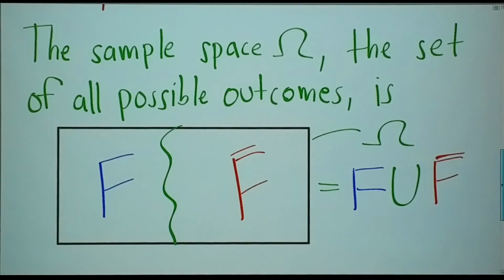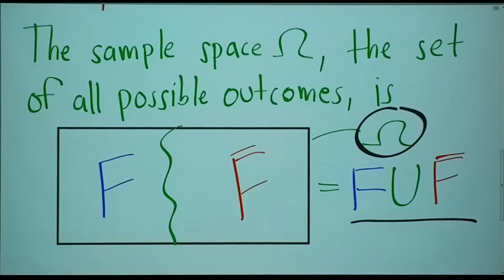The sample space, or the set of all possible outcomes, is given in this diagram right here. Since F and F bar are mutually exclusive, you can only pick out one coin. It's either going to be fair or unfair. And since the union of F and F bar, which is F's complement, the unfair coin, is the entire sample space, we can say that F and F bar partition the sample space, omega.